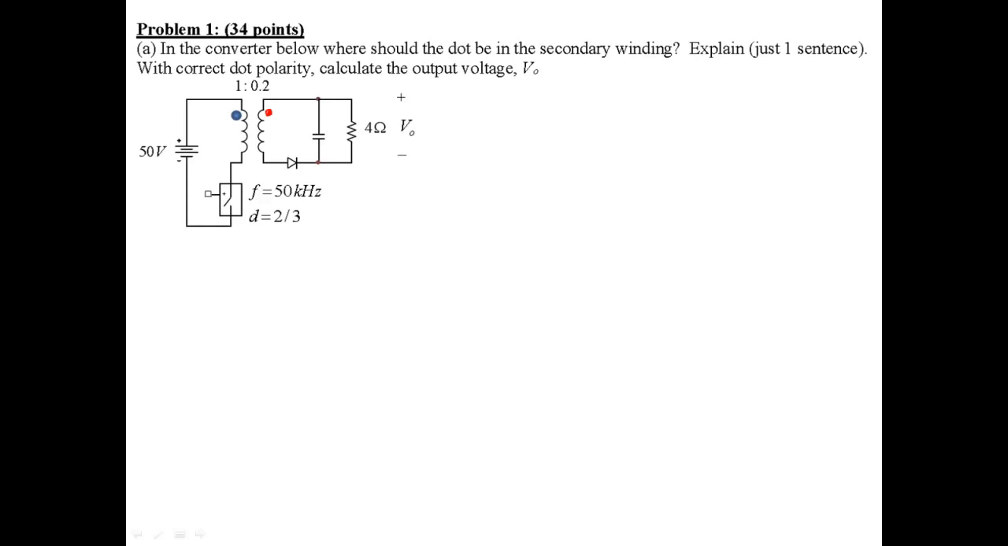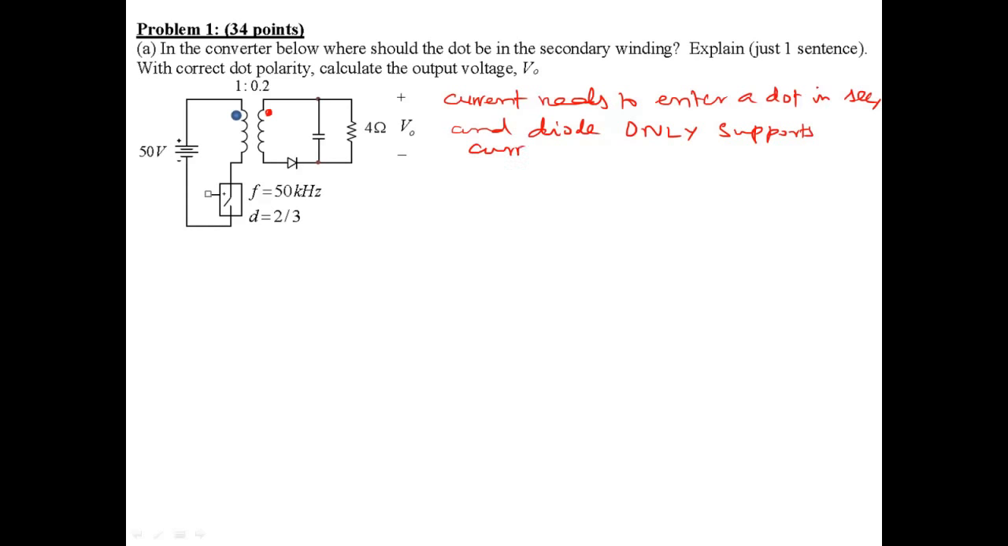Since you need to explain in just one sentence, I would write: current needs to enter a dot in secondary, and diode only supports current entering the top terminal. Okay, so putting these two together, we can determine that the dot should be at the top.